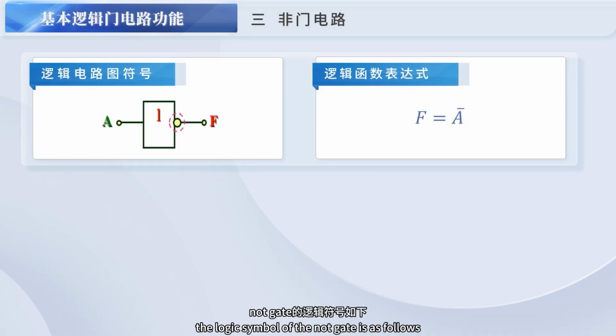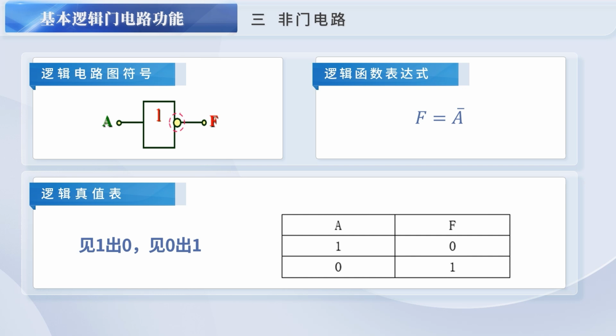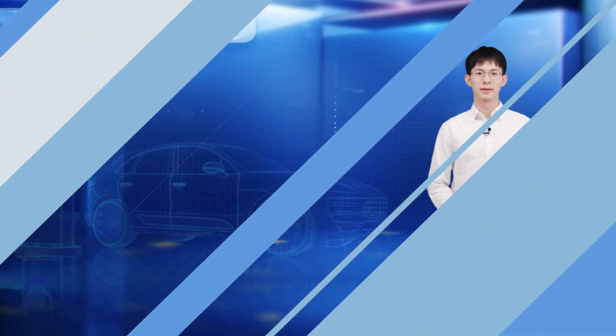The logic symbol of the NOT gate is as follows. The logic function expression is F equals NOT A. The NOT logic truth table is shown in the figure. It can be summarized as: 1 in, output 0; 0 in, output 1.